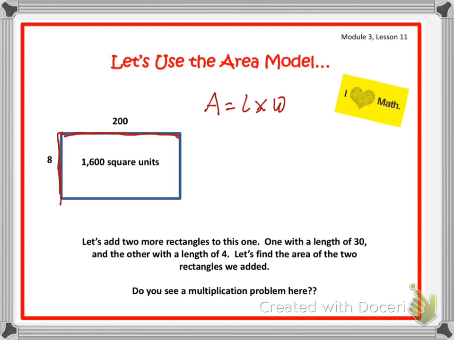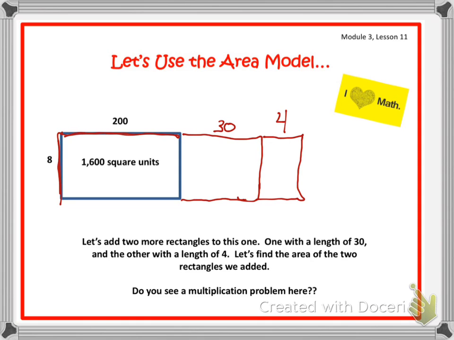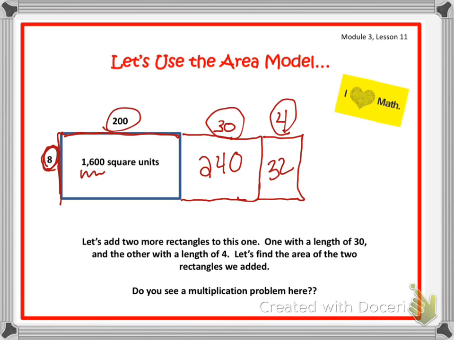So if we continued, let's add 2 more rectangles to this one and find the length and the other width, a length of 4. And let's find the area of the 2 rectangles we added. So it would look something like this. 8 times 200 is 1,600. If we do this, 8 times 30, we would get 240. If we did 8 times 4, we would get 32 square units.